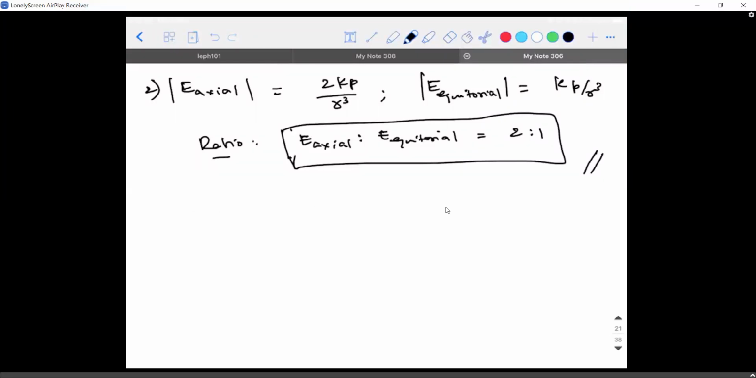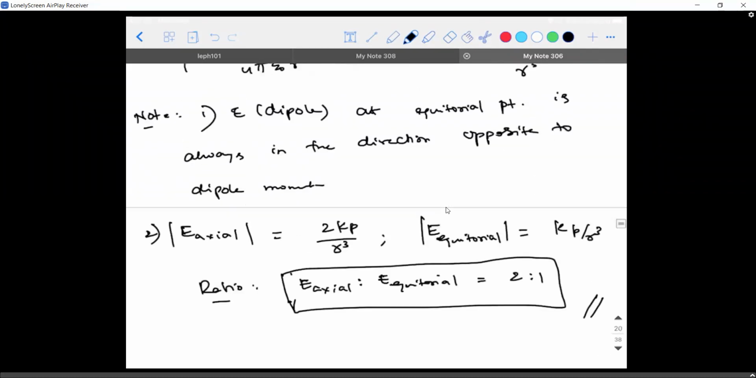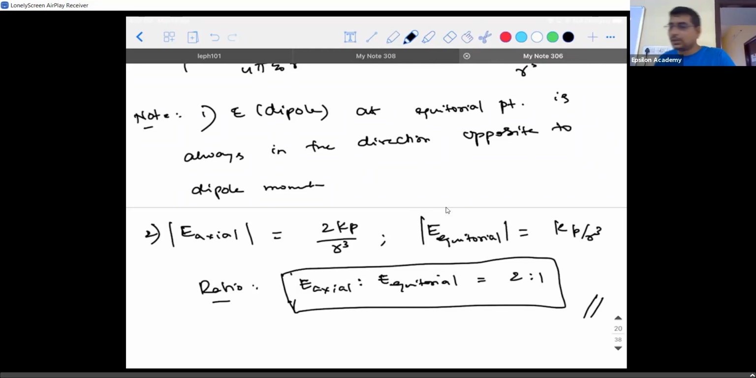So once, can you move the page up, sir? Right? Dipole moment. See, I've seen some people writing it as dipole momentum. So 2 kp by r. Any doubt at this point?